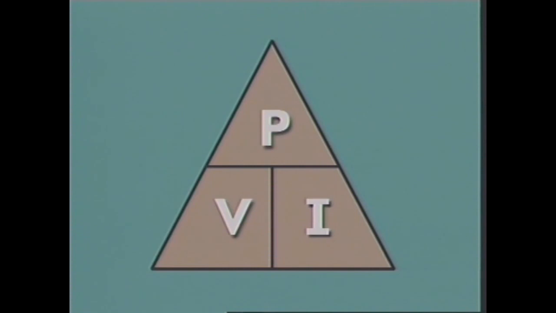This triangle simplifies transposing the power equation. Power equals voltage times current. Voltage equals power divided by current. And current equals power divided by voltage.